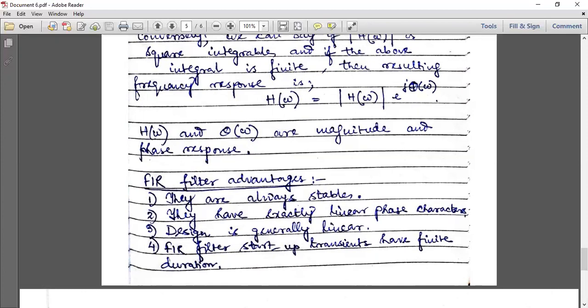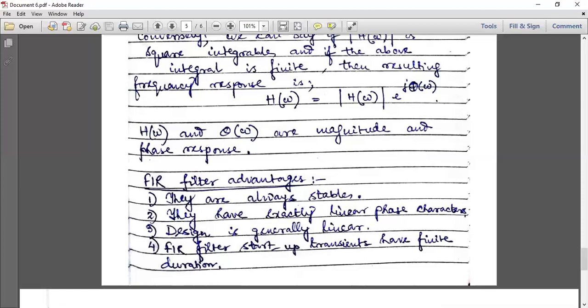I have written it directly, but before knowing the advantages of FIR filters, let me tell you something about FIR and IIR filters. Listen carefully. Digital filters are obviously of two types. One is FIR, finite impulse response, and the other is IIR, infinite impulse response. FIR filters are also known as non-recursive filters, whereas IIR filters are also called recursive filters. This you already know from lecture 1. Both of them have certain advantages and disadvantages.